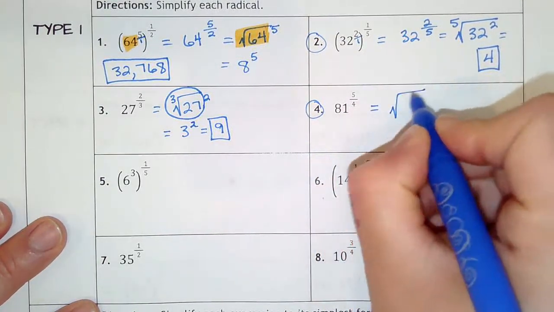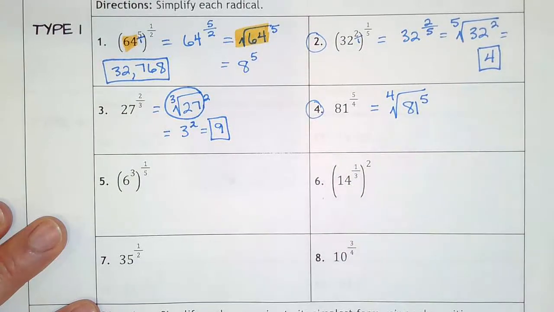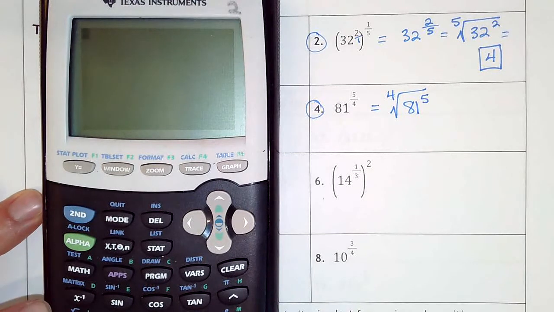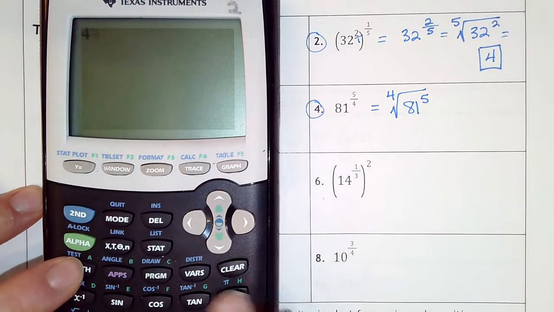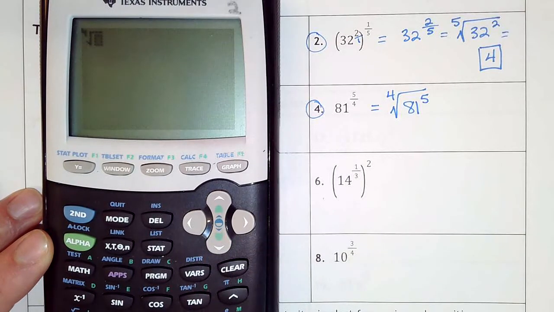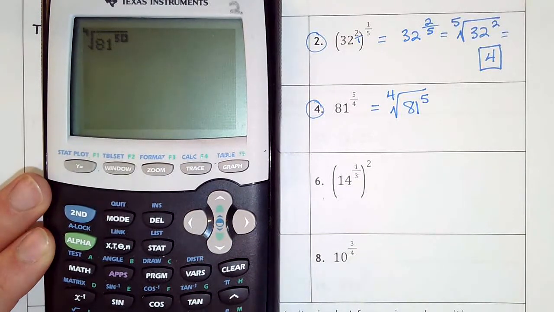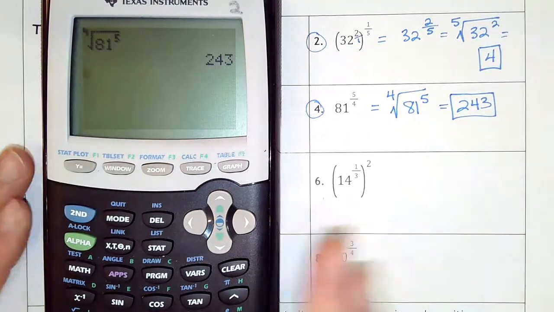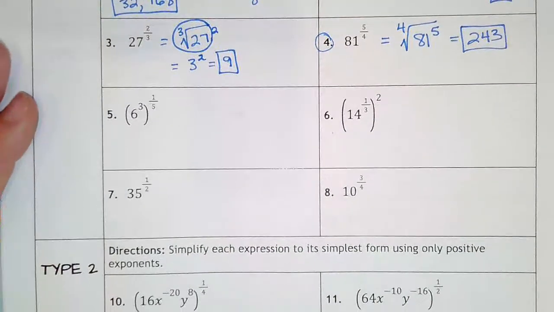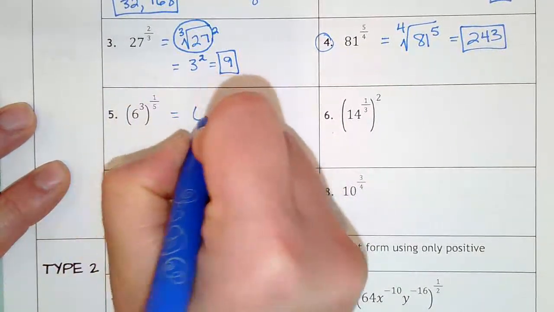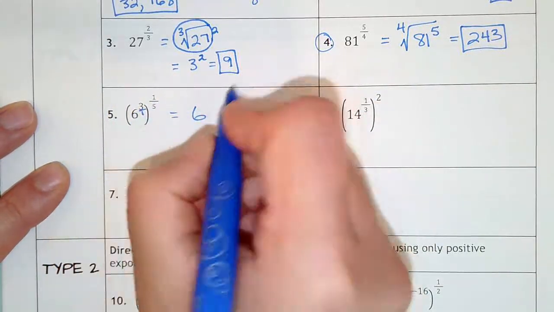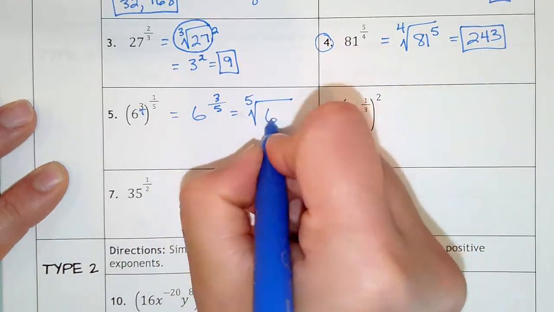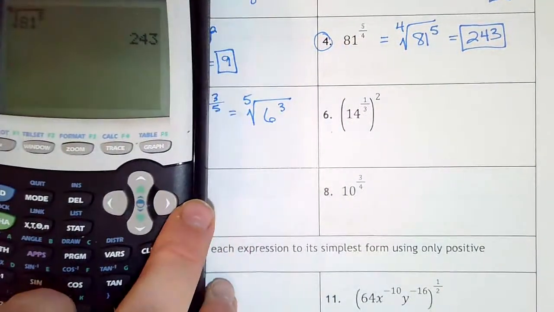All right, so this would be the 4th root of 81 to the 5th power. Again, I know what the 4th root of 81 is, but you may not, so remember you hit the index is 4, math, option 5, then 81 to the 5th power, which is 243. Okay, number 5. Your base is 6. Do your power rule, that would be 3/5, which is really the 5th root of 6 cubed. Let's try it.